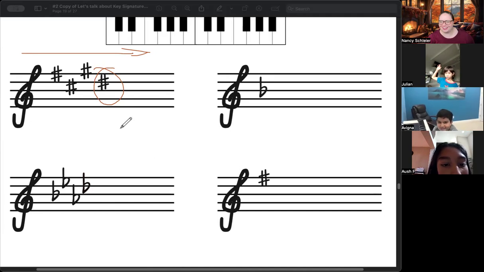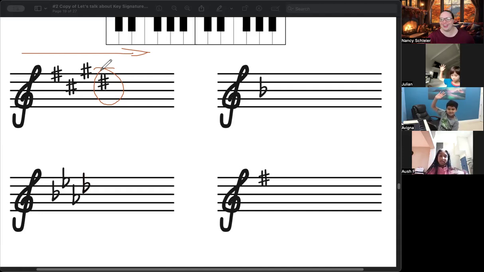Cricket, cricket, cricket. Crickets don't know. No, I'm just kidding. All right, and then Arya knows. Keslin, do you know what sharp it is? Or what the last sharp is? You got it? Kind of, sort of?